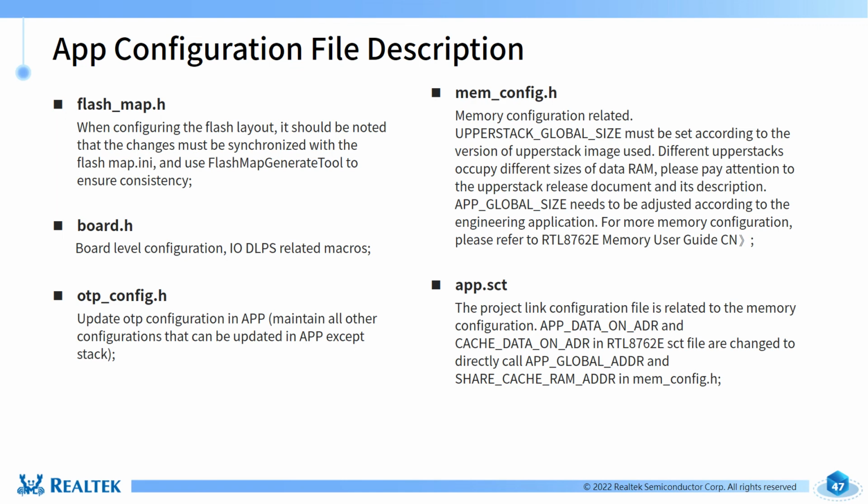The last is the SCT file of the project link, which is related to the memory configuration. App data on address in the SCT file in the RTL8762E is changed to generically call app global address in memconfig.h. In cache data on address is also changed.